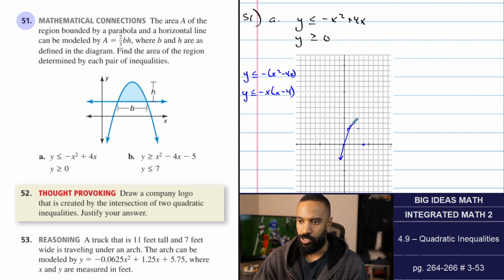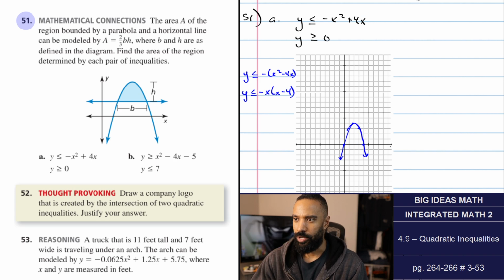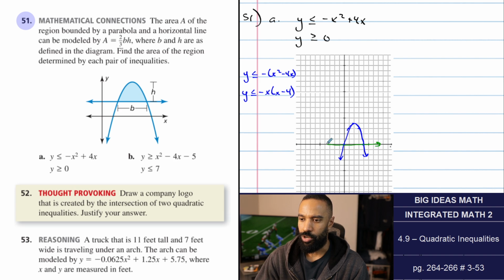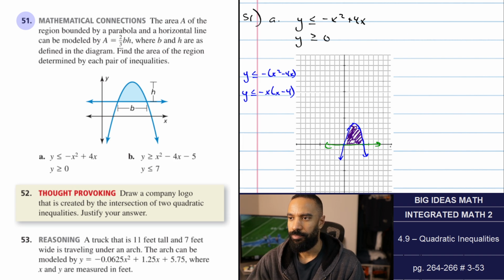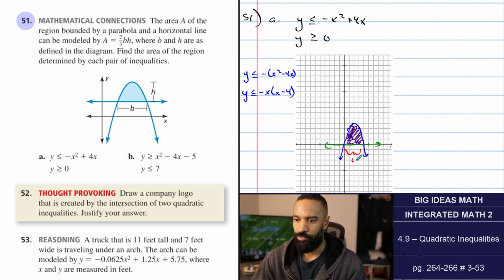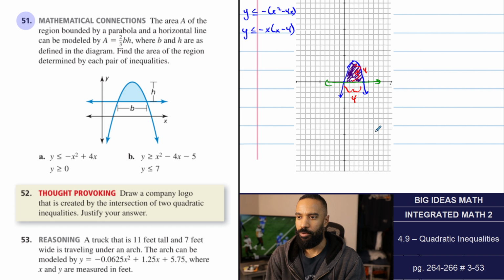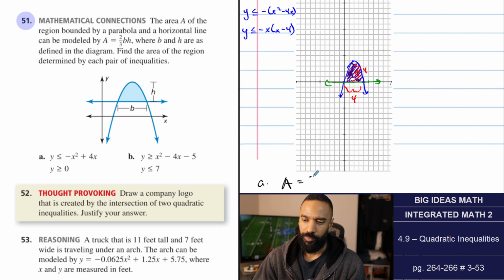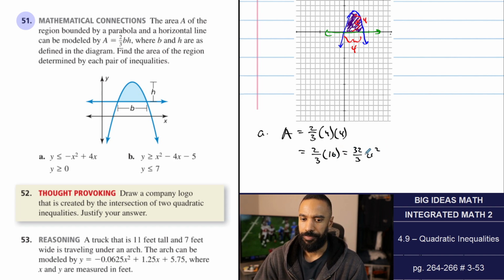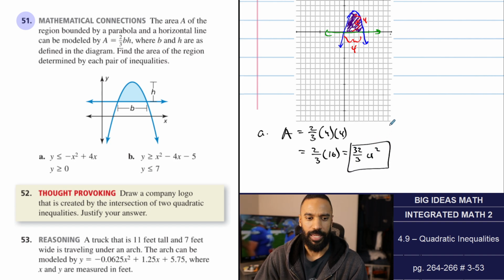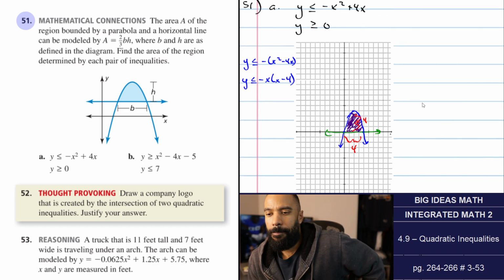Now, y is greater than or equal to 0. Yeah, y is greater than or equal to 0 looks like this guy right here. So the overlapping shaded region is inside here. We need to determine that base and height. So the base is 4. The height is also 4. So the area of part A is 2/3 base times height, 2/3 of 16, which is 32/3 square units of area. I'll just leave it like that. Did they say round? No. All right. There's the first one.